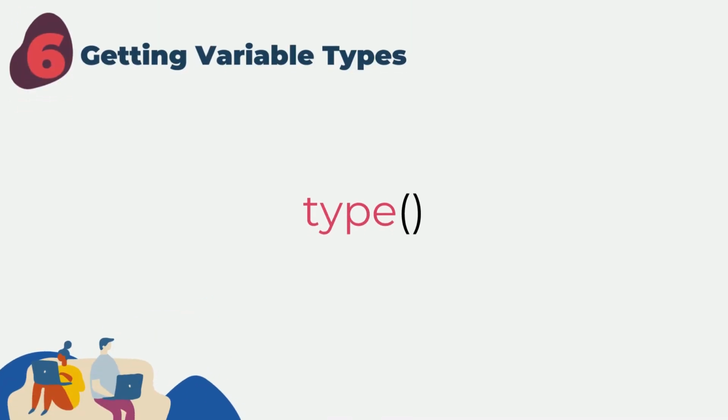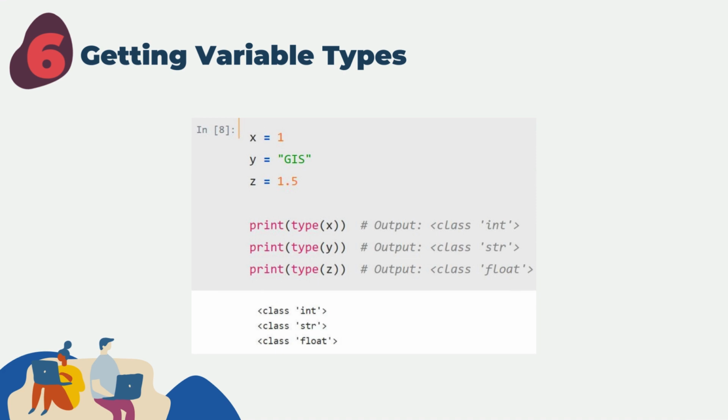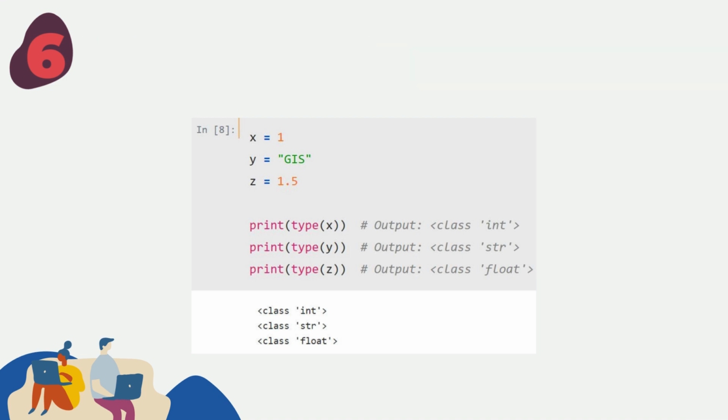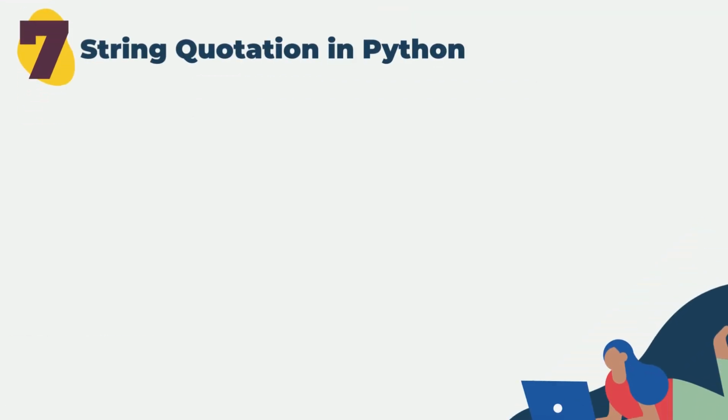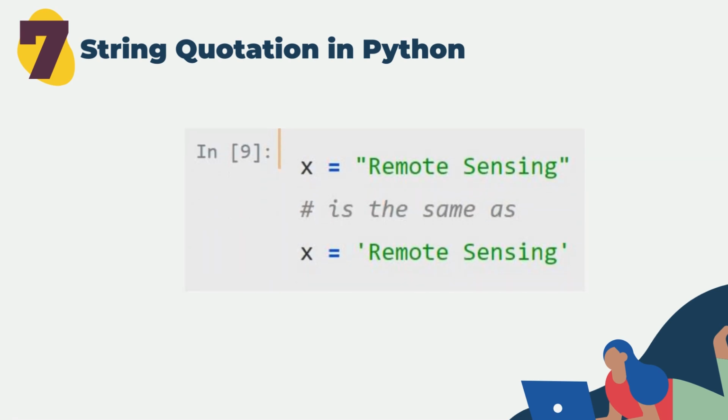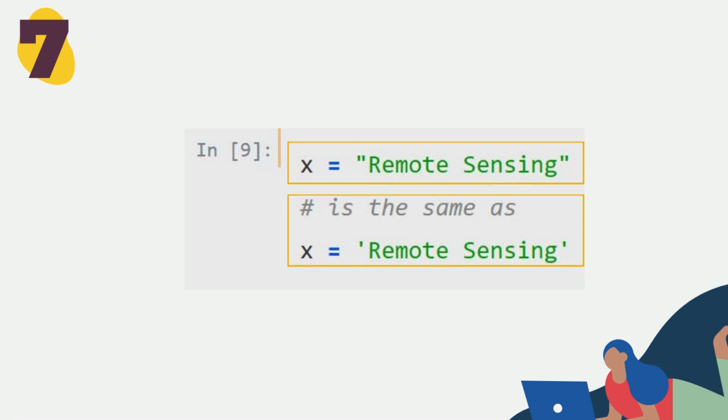Python provides the type function to determine the type of a variable. Let's see how it works. Using type allows you to inspect the data type of a variable at runtime, adding to the flexibility and dynamism of Python variables. In Python, you can use either single or double quotation marks to define strings. The following examples demonstrate the equivalent use of both.